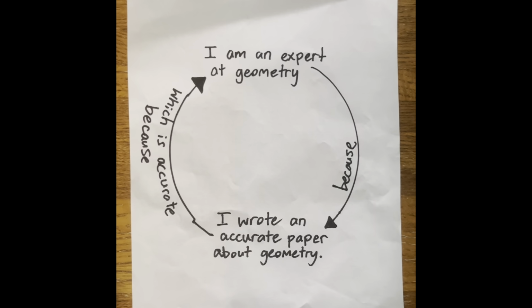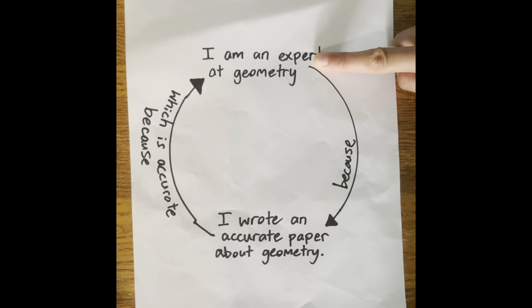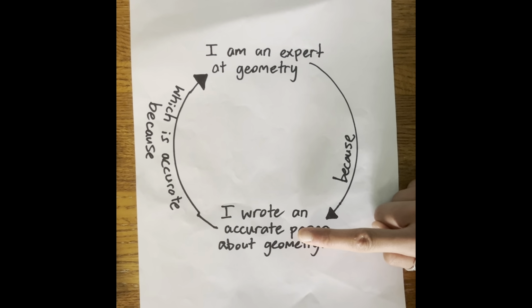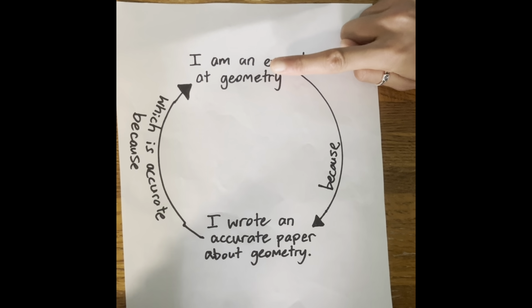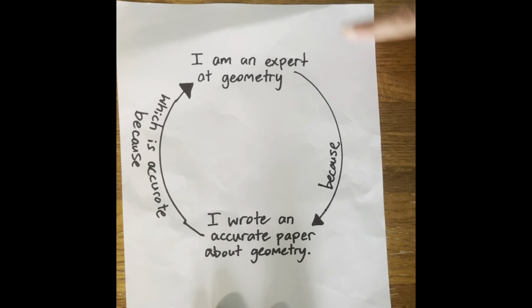In other words, I'm an expert on geometry because I wrote a paper on geometry, which is accurate because I'm an expert on geometry. This is circular reasoning. This fallacy could be avoided if I added the fact that my paper had been proven correct by an accredited mathematician, because then my evidence would differ from the claim itself, therefore avoiding the fallacy. And that is the begging the question fallacy.